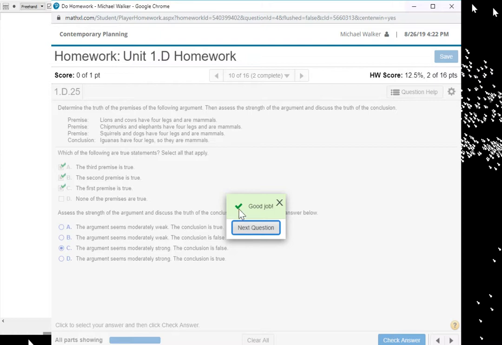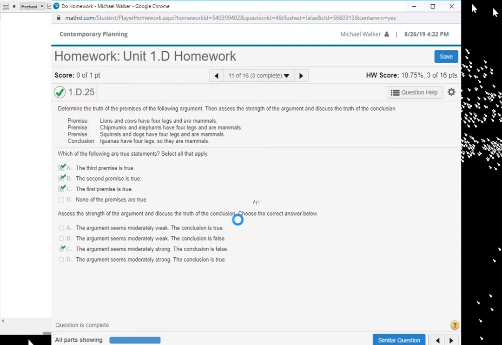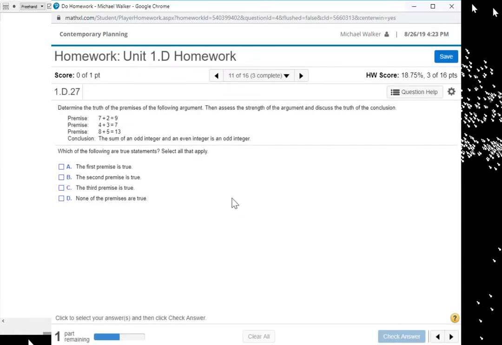Better would be, mammals all have 4 legs. That's a better one. Not if I have 4 legs, then I'm a mammal, but if I'm a mammal, then I have 4 legs. The converse. We talked about converse in the last section. That's a lot of what happens here, is mixing up the statement with its converse.